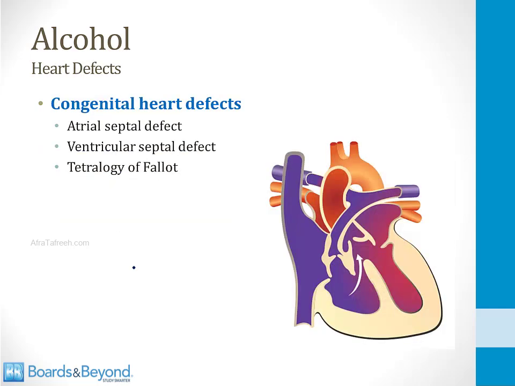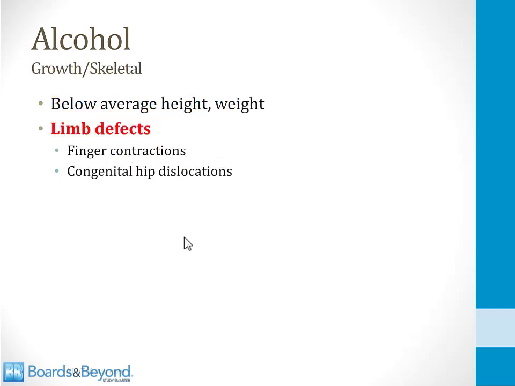These babies also often have congenital heart defects. There are lots of different defects that can occur in children born to mothers who drink alcohol, but some of them are listed on the screen here. These include atrial septal defects, ventricular septal defects, and even tetralogy of Fallot. In terms of growth and skeletal abnormalities, basically these babies are just very small. If you notice that picture I showed two slides ago, the baby's head was very small, and babies born to mothers who drink are very small in general, and they often remain below average for height and weight throughout their lives. Sometimes these babies also have limb defects, so their fingers can be contracted, and sometimes they have congenital hip dislocations as well.